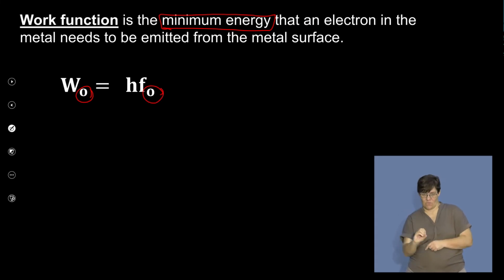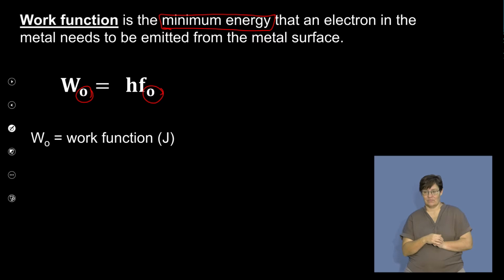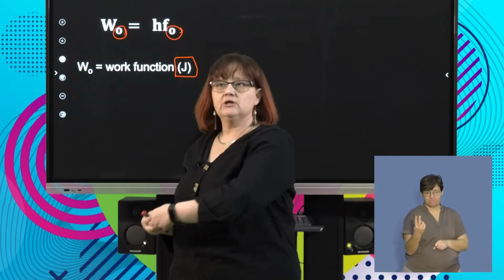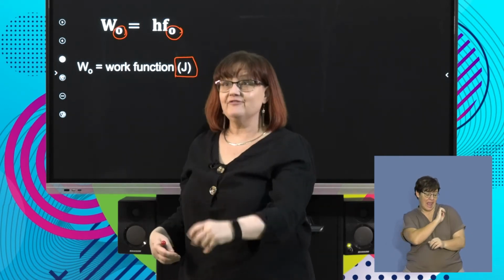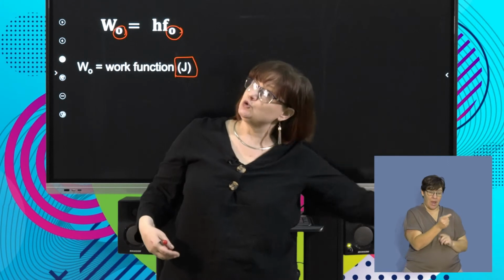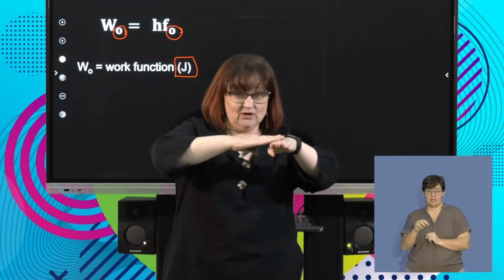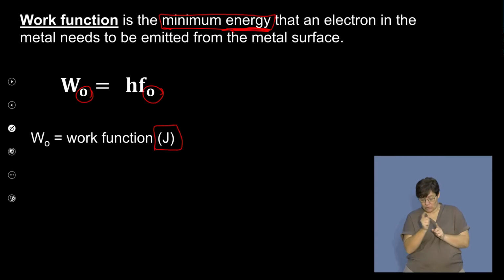threshold frequency. So WO is work function, measured in joules, because it's energy. Work is the transfer of energy. So we call this the work function because we're transferring energy from a photon of light, a particle of light, to the electron, okay? And this is the minimum energy to get it to sit on the surface. So it gets out, but it sits on the surface.